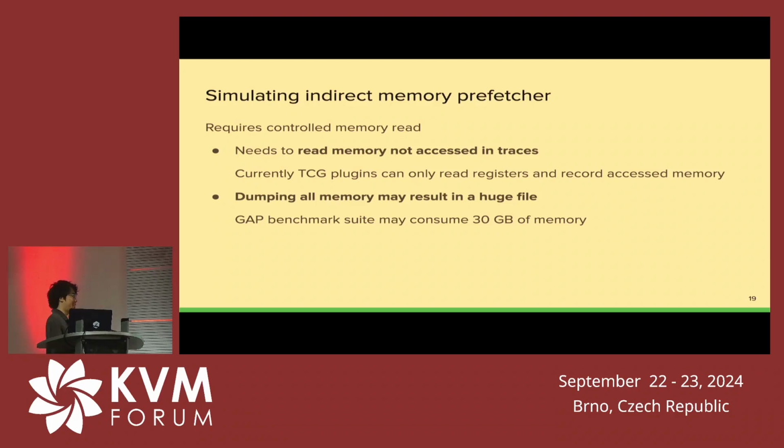As mentioned in the previous presentation, it seems we are now getting a new interface to read guest virtual addresses. So I think that API will solve this problem, and now we should be able to implement the indirect memory prefetcher with the QEMU TCG plugin. It should also be noted that dumping all memory is not an option because it consumes too much data. GAP benchmarks consume a lot of memory, so it is not appropriate for that benchmark stage.